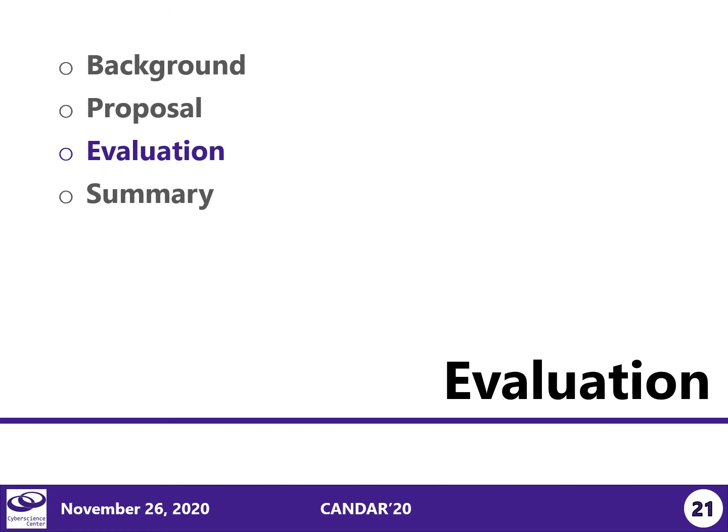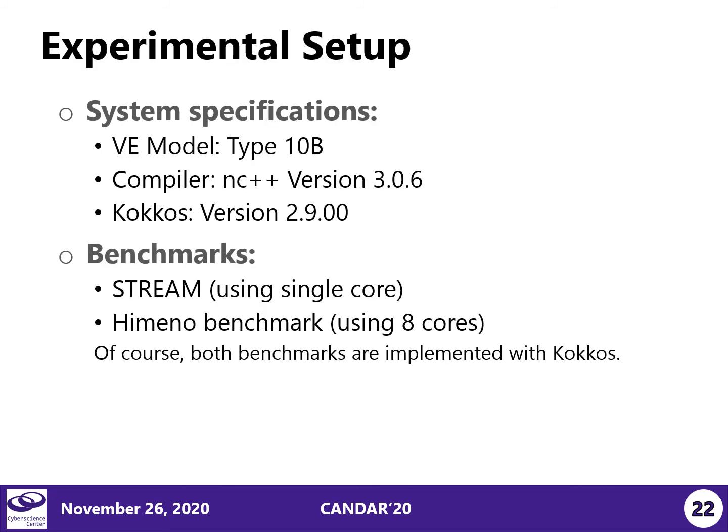Next is the evaluation part. We will demonstrate that our proposal successfully mitigates the negative effect of memory access conflicts. This slide shows the experimental setup. System specification is as follows. We use a type 10B model vector engine and the version of the vector engine compiler is 3.0.6. And we use Kokkos 2.9.0 as a baseline of our implementation.